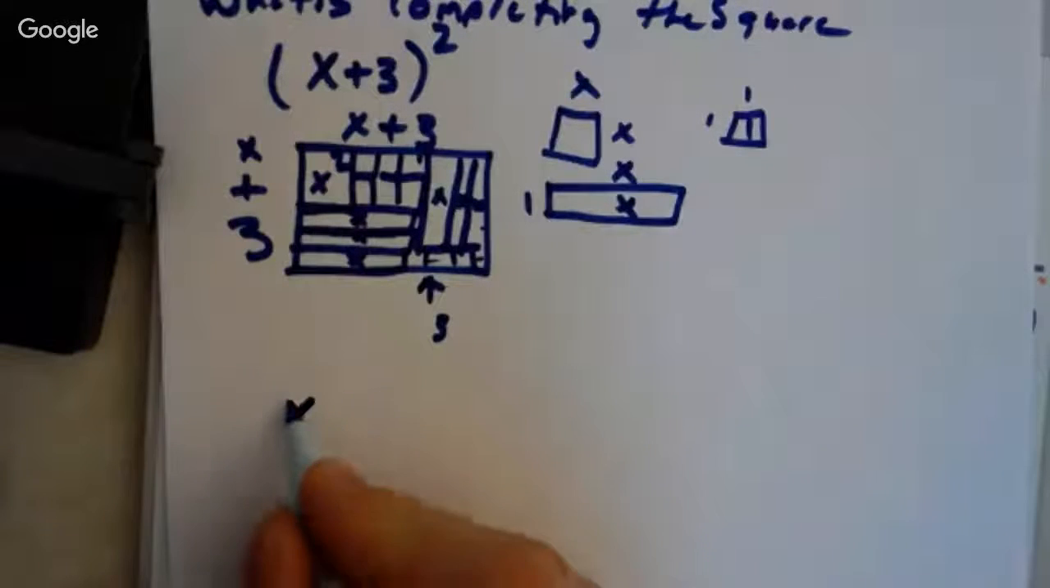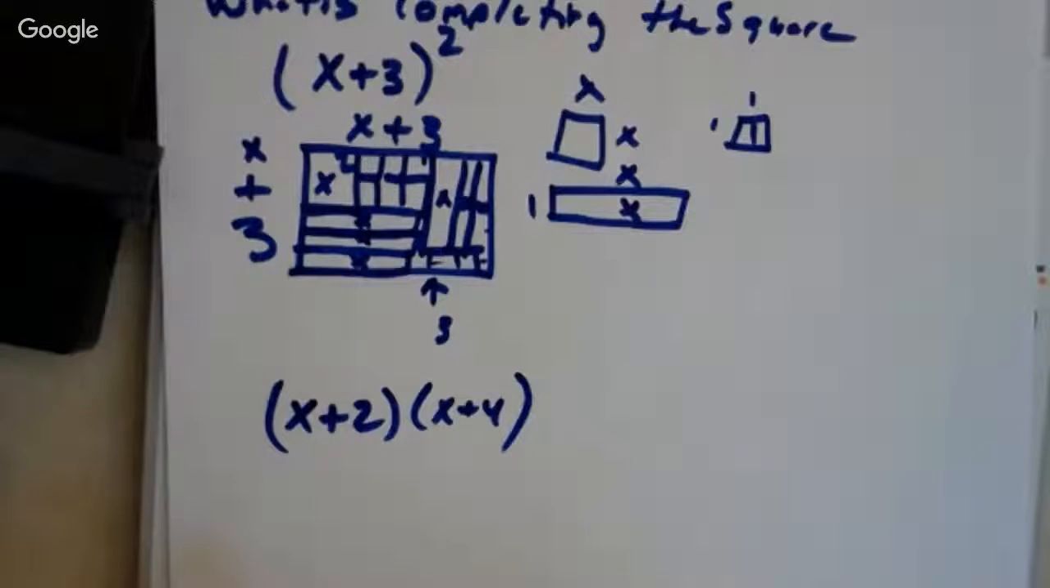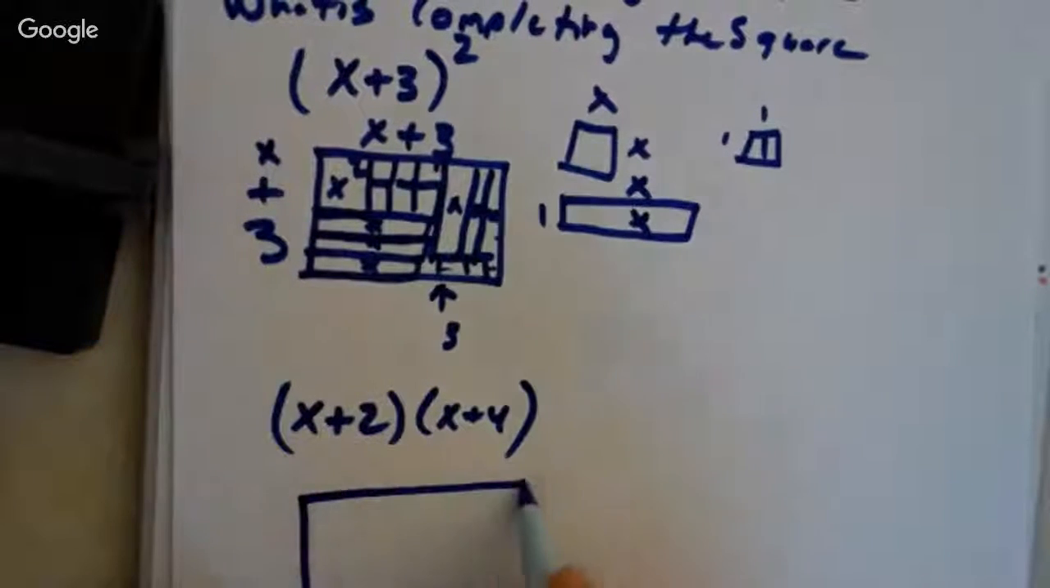The problem is if you've got something like x plus 2 times x plus 4, we would have x plus 2 on one side. Oops, I need to make this side shorter.